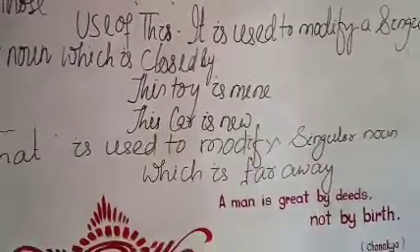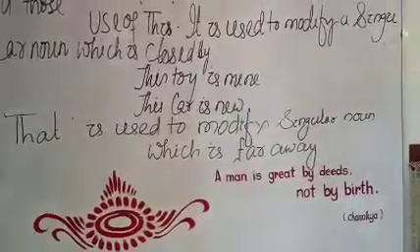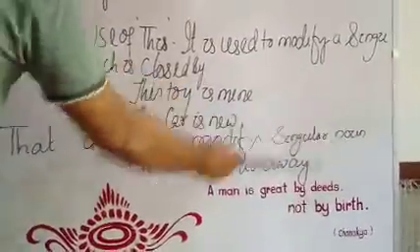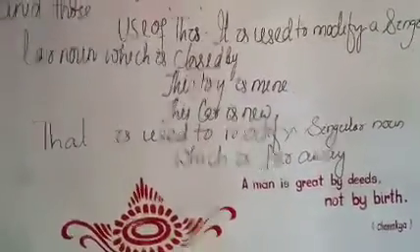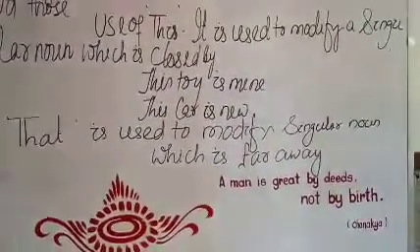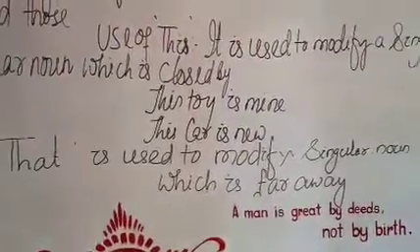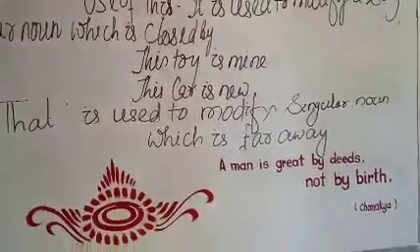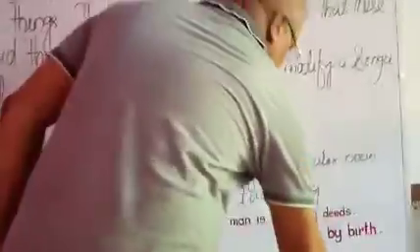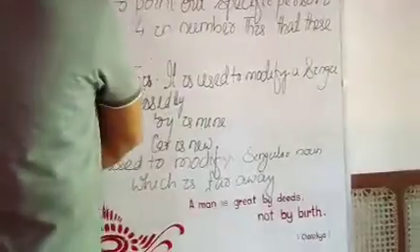Now we go to use of that. Look at the blackboard. That is used to modify a singular noun which is far away. It is quite opposite of this. This is used to modify a singular noun which is close by, whereas that is used to modify a singular noun which is far away. In place of this, we can use here that.